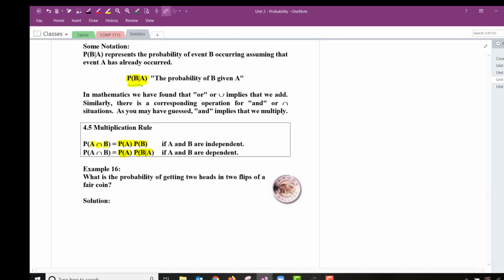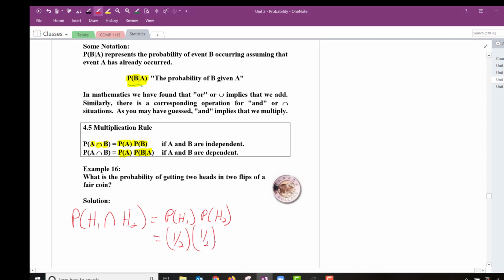The example with the coin flip: what's the probability of getting 2 heads in 2 flips? So I need a head on my first flip, and then I need a head on my second flip. These things are independent, so I can just multiply the probability of getting a head on the first times the probability of getting a head on the second, which is 1/2 for the first and 1/2 for the second. So we get a total of 1/4. This is because they are independent.